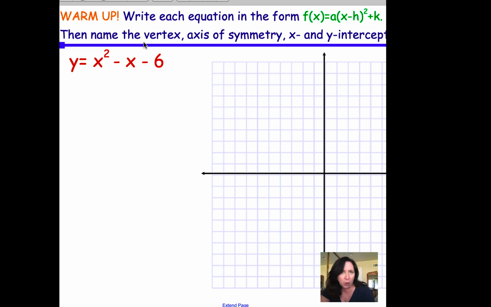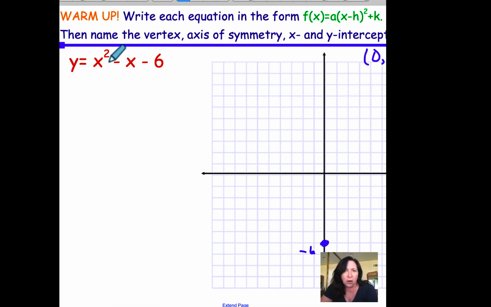We have a warm-up. Our warm-up says to find the vertex, the axis of symmetry, and the x and y-intercepts. So let's get started with that. The first thing we are going to find is the y-intercept. So we're going to set x equal to 0. And in doing that, those cancel, and we get 0, comma, negative 6. So 1, 2, 3, 4, 5, 6. So down here at 0, negative 6.